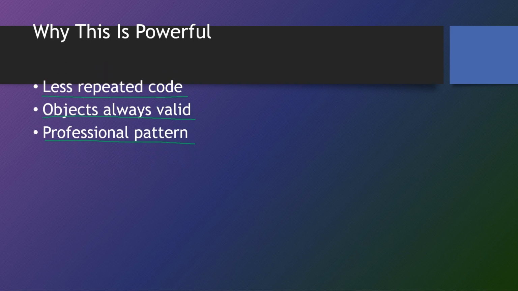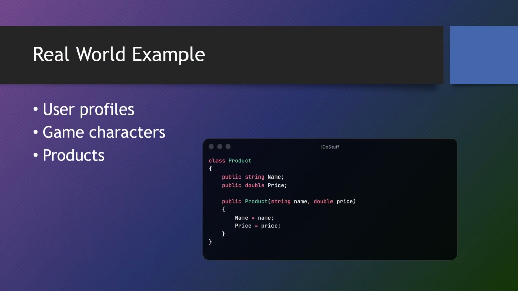Real-world example: a user profile. Imagine a user profile object. Every user must have a name and an age. A constructor ensures those values are always set. You can't accidentally create an incomplete user. That's the real value of constructors.